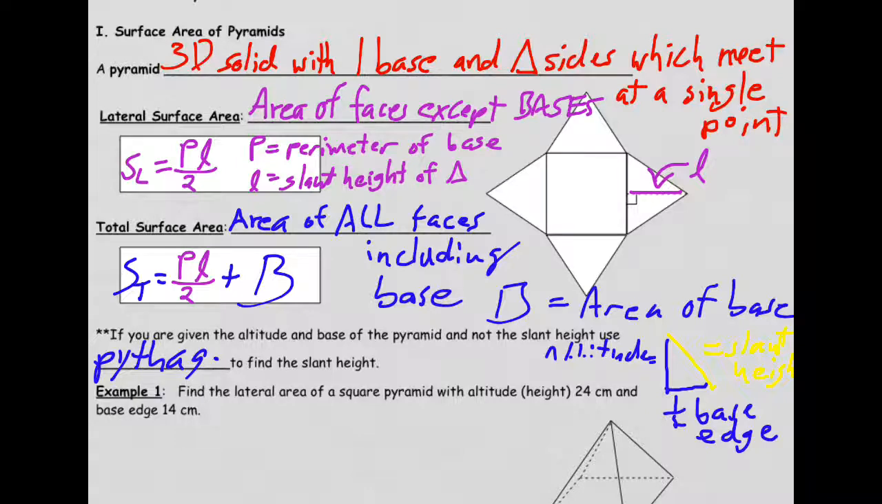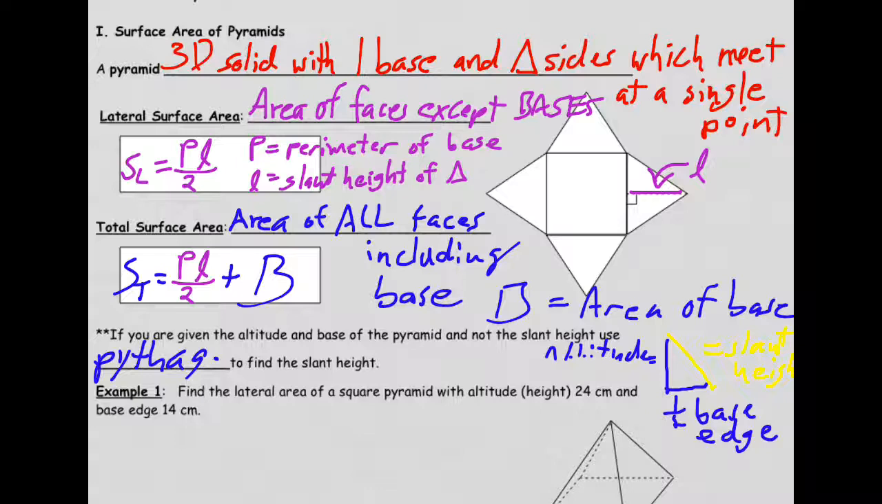Alright, and then total surface area is the area of all faces. So basically it's the lateral area, these four triangles, plus this base. Now sometimes the base is a rectangle, sometimes it's a square, sometimes it's a triangle, whatever the shape is. If you're given the altitude and the base and not the slant height, use the Pythagorean theorem to find the slant height. I'll go through that in just a second.